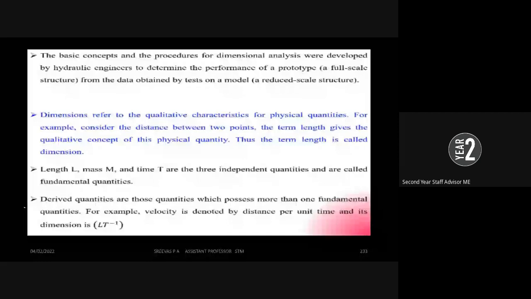So the next point is: length, mass and time are three independent quantities and are called fundamental quantities. All these things you will have studied in physics. So we have three fundamental quantities, that are mass, length and time, MLT. There is also another set of quantities called derived quantities. What do you mean by derived quantities?